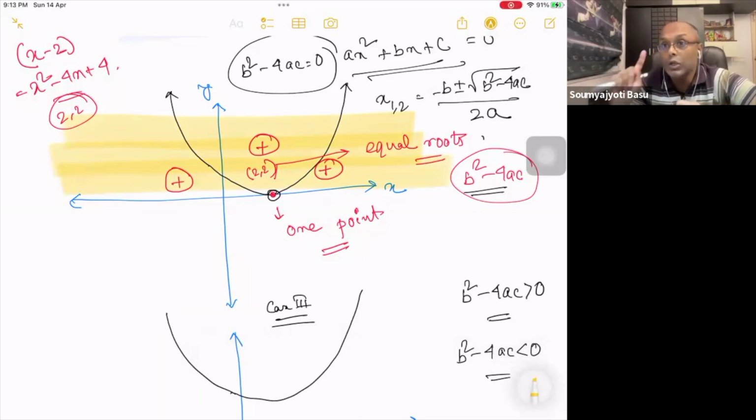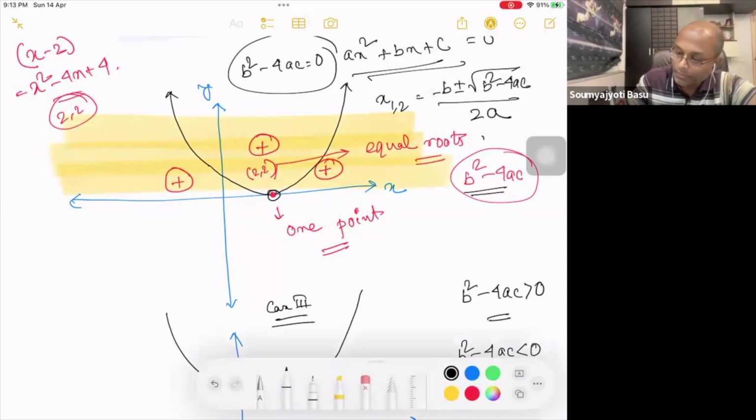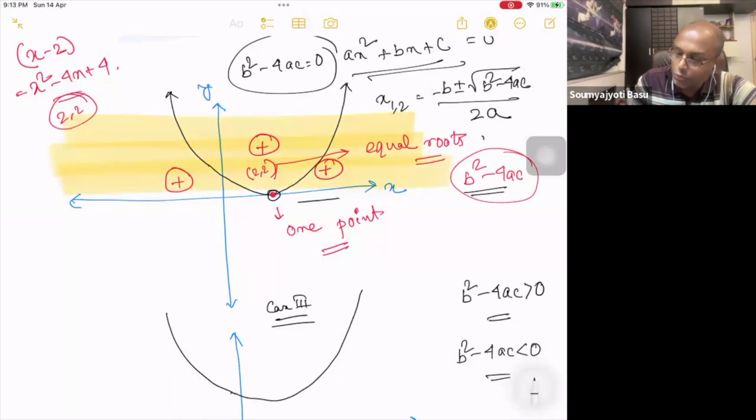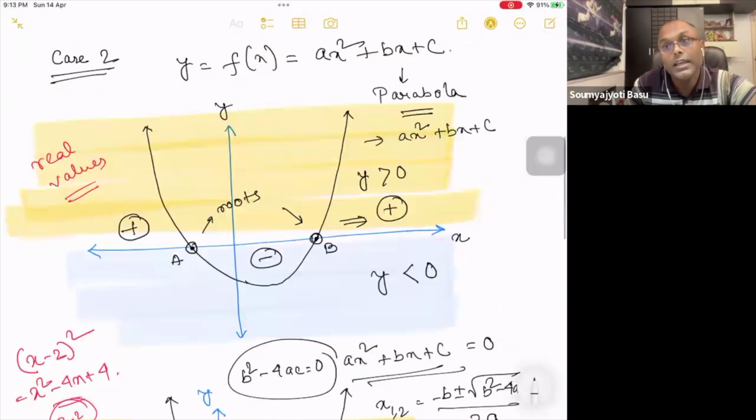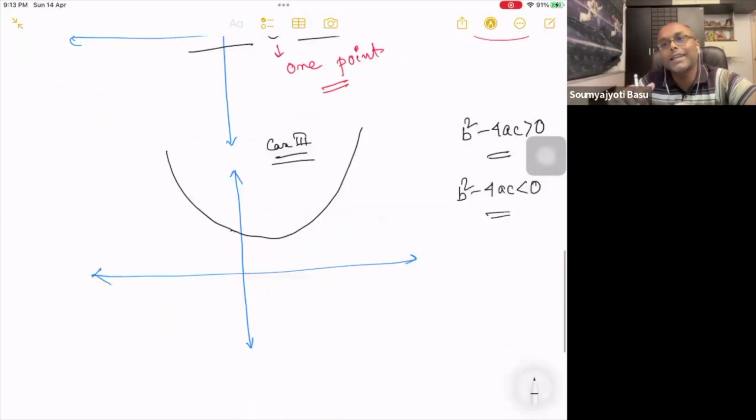If you have equal roots at a particular point, there is no change in sign once we cross that root from right-hand side to left-hand side. Crossing means the value of x changes from the right-hand side to the left-hand side. There is no change in sign. Here, there was change in sign from positive to negative to positive. Okay? And this question doesn't arise in case 3.